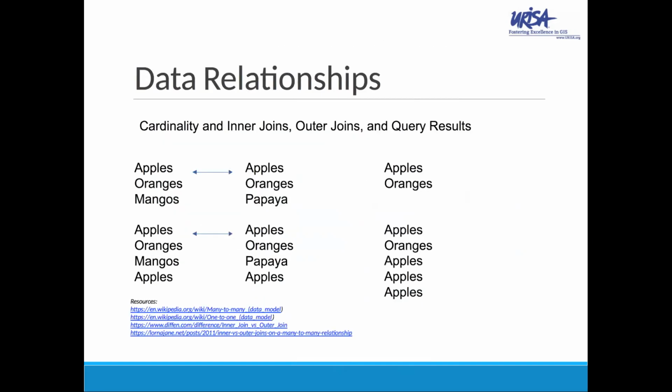An outer join occurs where, if we were outer joining the table containing mangoes with the table containing papaya, if we were doing a left outer join, then the mangoes would, because it's in the left table, be in the output. And if we did a right outer join, papaya would be in the output set. And if we did a full outer join, both mangoes and papaya would be in the output set.